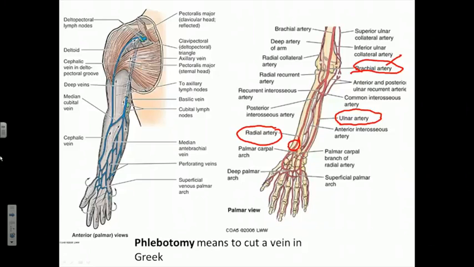But lying much more superficial, or closer to the skin, and crossing obliquely across the cubital fossa is something called the median cubital vein. Its claim to fame is it's the vein that phlebotomists look for when they are attempting to draw blood, basically in someone who's undergoing a blood test. So the word phlebotomy literally means to cut a vein.